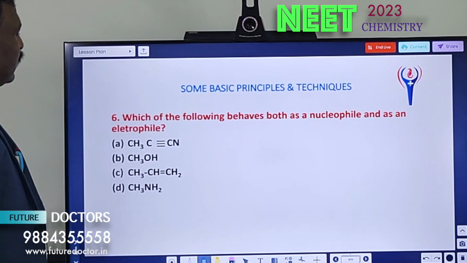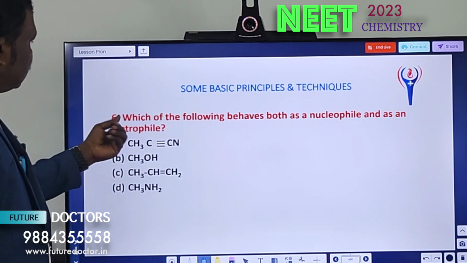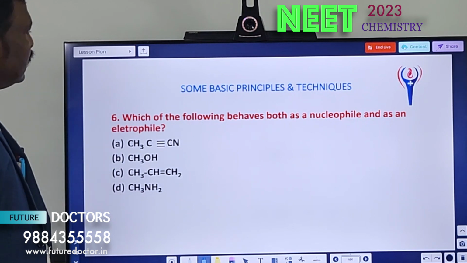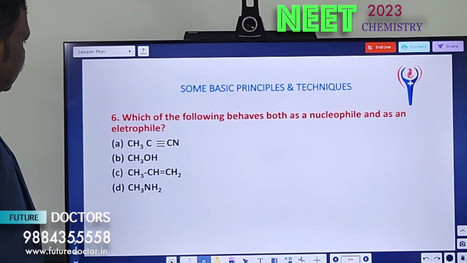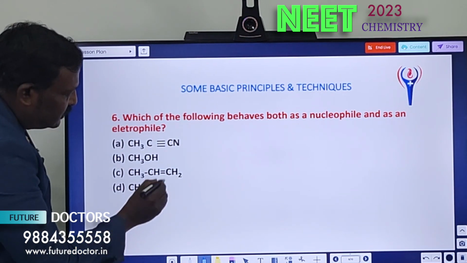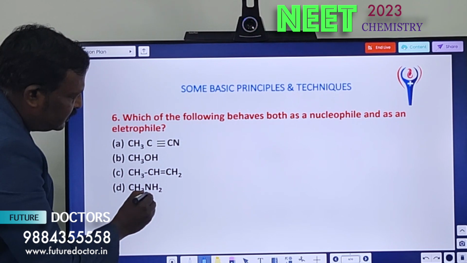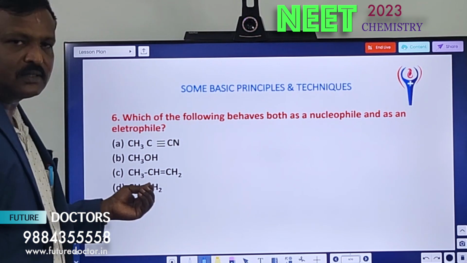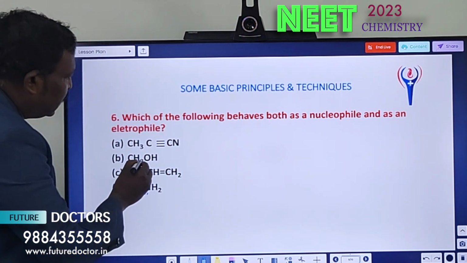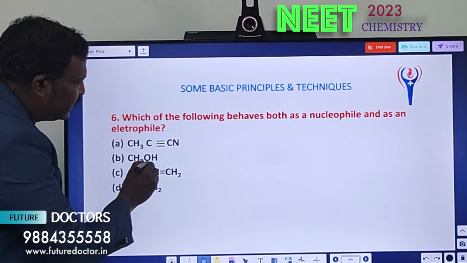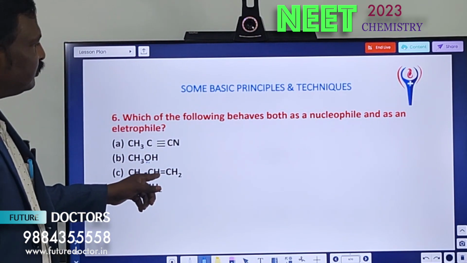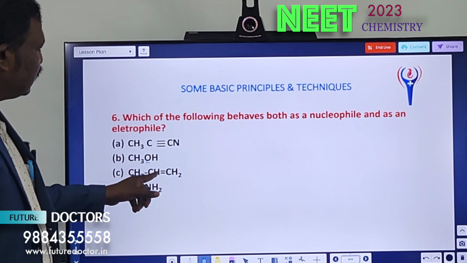Okay. Next one. Which of the following behaves both as a nucleophile group as well as an electrophile group? I already told you, if you see a double bond or any lone pair of electrons, it acts as a nucleophile group. Methylamine has only a lone pair of electrons, that's all, so it acts as a nucleophile group. This one has a lone pair of electrons, so it acts only as a nucleophile group. A double bond means this is also electron rich, so this is also a nucleophile group.